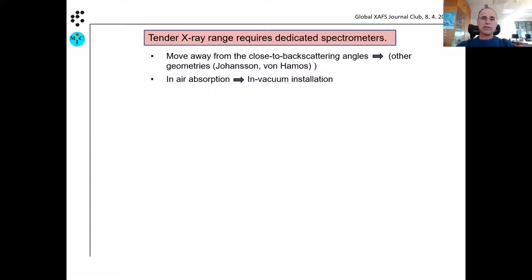So ideally a windowless configuration which can be installed directly to the beamline. So these are two specifics which make it a little bit different. And therefore, I think it deserves to be called a tender X-ray range, because you still use a crystal spectrometer, but as you can see, the approach is slightly different.